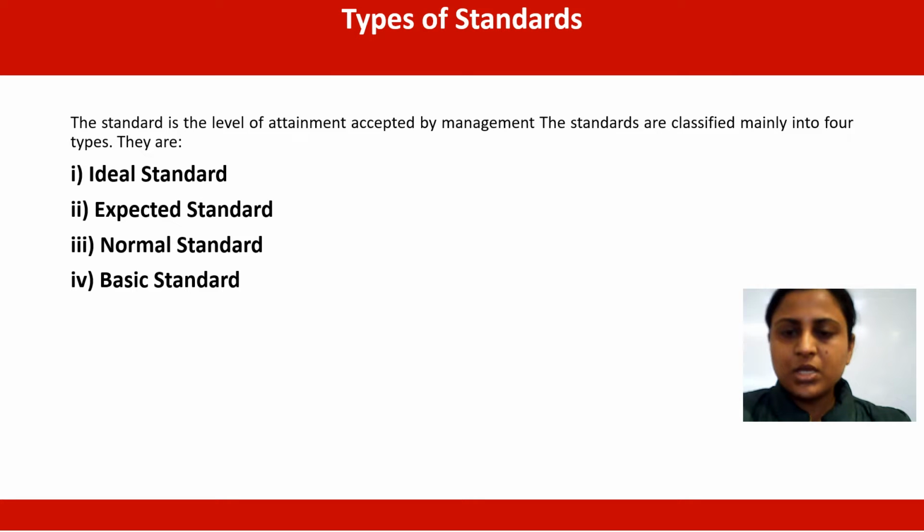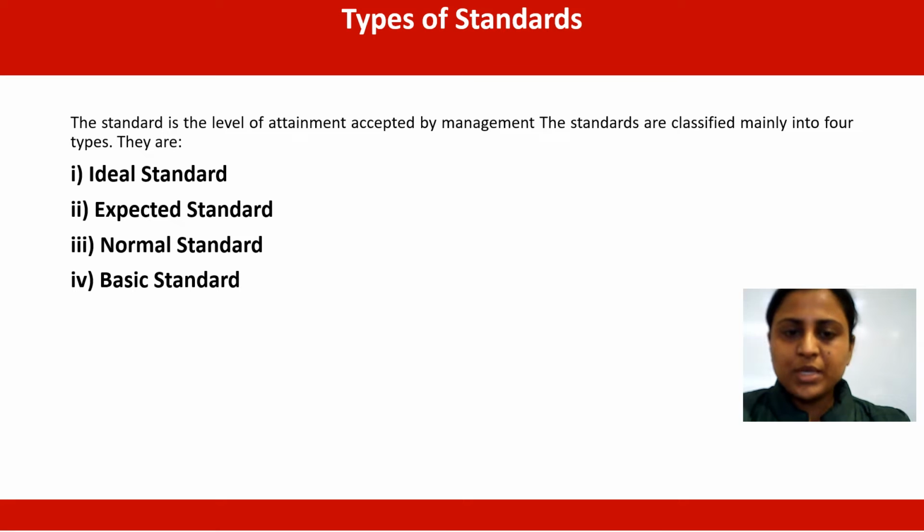Then third is the normal standard. This represents an average figure based on the average performance of past years after taking into account all the fluctuations which are caused by seasonal or cyclical changes. Generally, normal standards are attainable and provide a challenge to the staff.